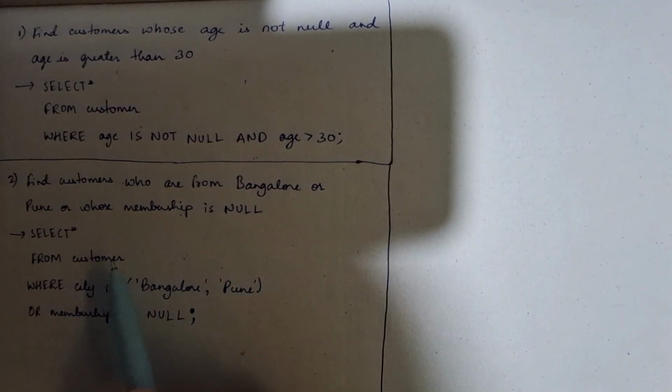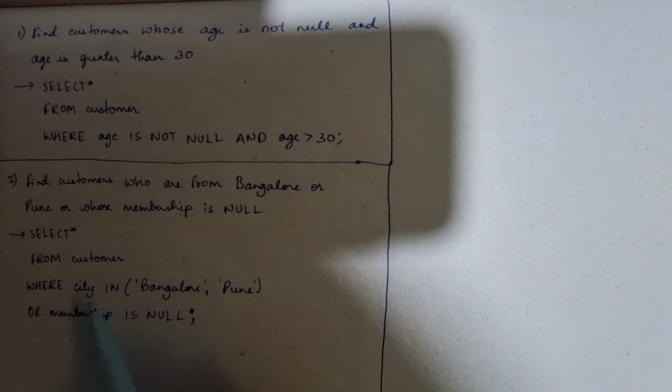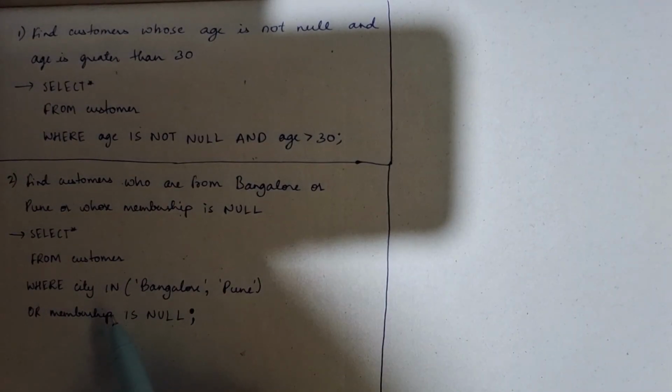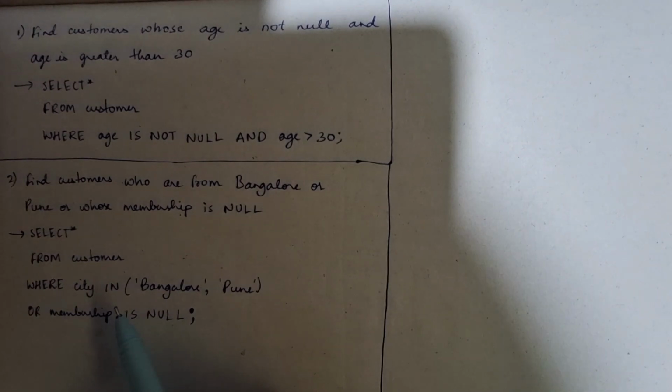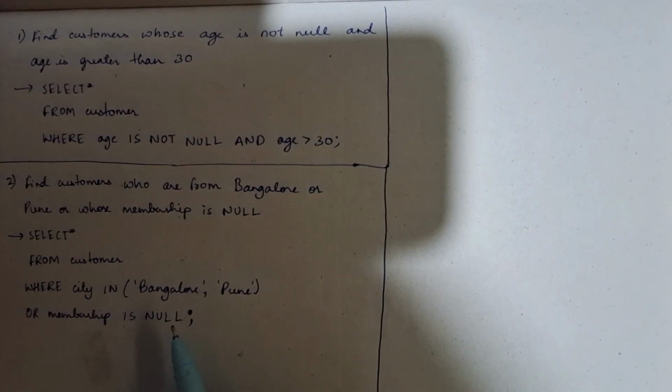Now we will see the query. Select asterisk from customer means we are selecting all columns from customer table. Now the where clause is used to apply condition. Look at the first condition, guys. City IN Bangalore, Pune. Here IN is used when we want to check multiple values in one condition. This means select customers who are from Bangalore or from Pune. We can write the same thing using OR operator, but guys, it's better to use IN operator for the optimized query.